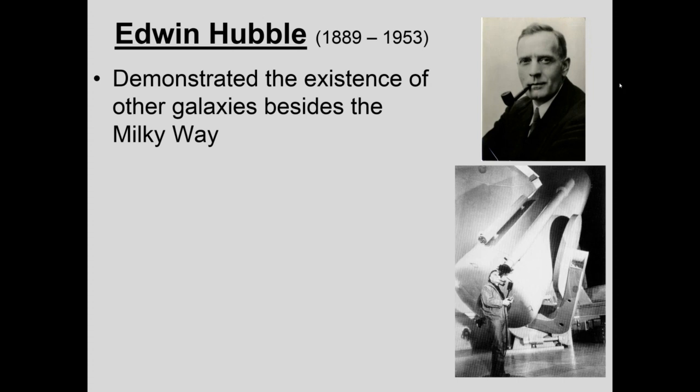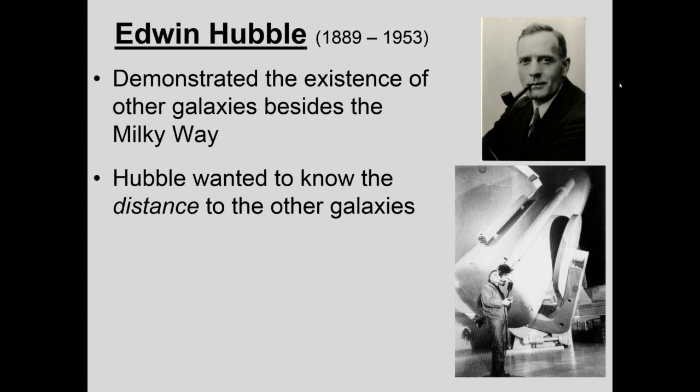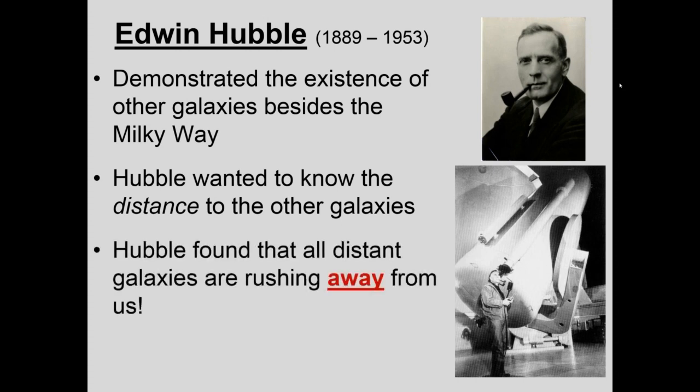And maybe we live in a galaxy. Maybe the Milky Way is a galaxy and those other spirals are different galaxies. Oh, and now we started putting it together, right? So Hubble wanted to know the distance to the other galaxies. In order to make all that happen, that's what had to be figured out.